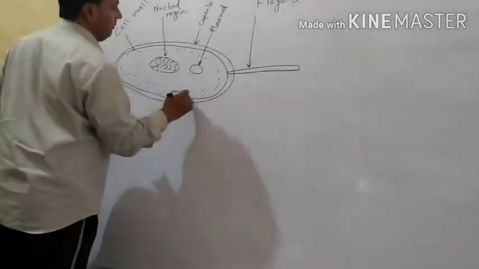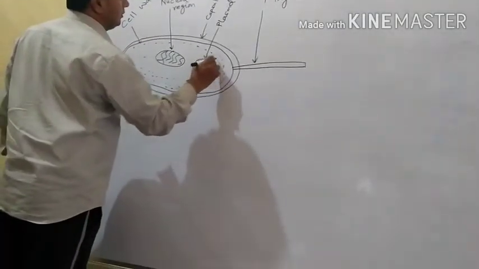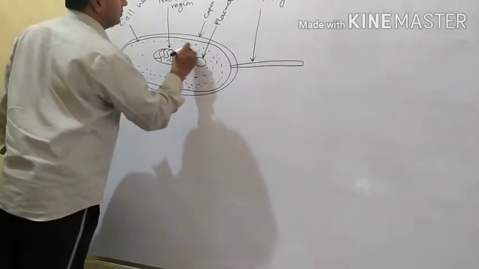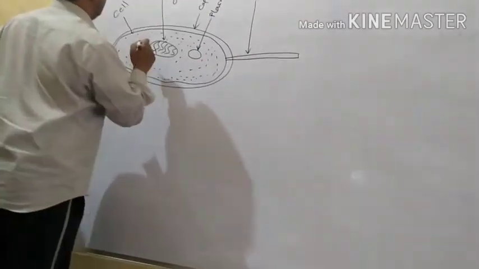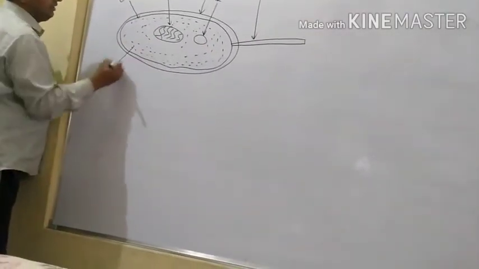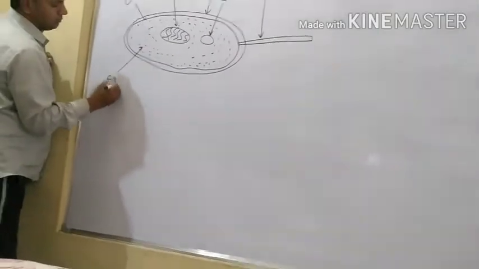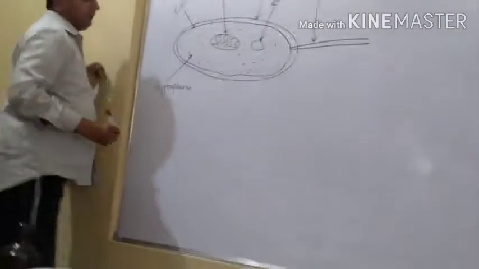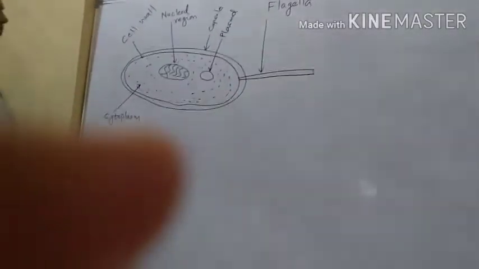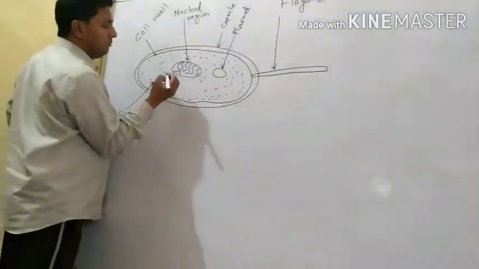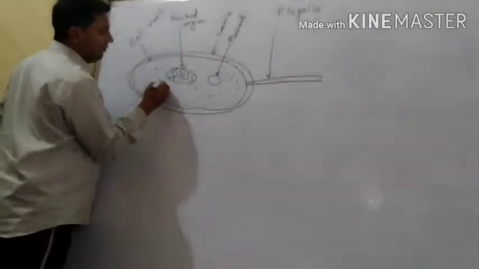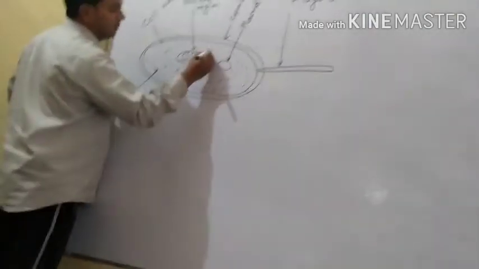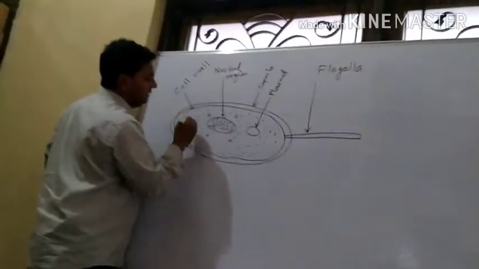inside the bacterial cell is called cytoplasm. So this is cytoplasm which is filled here. Cytoplasm is also known as cytosol. Okay. Then come ribosomes, which are scattered in this cytoplasm. These are ribosomes scattered in the cytoplasm.